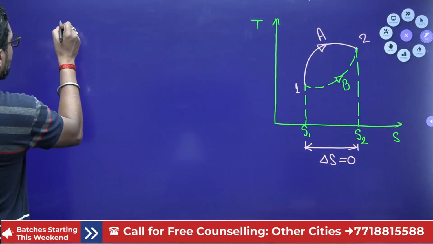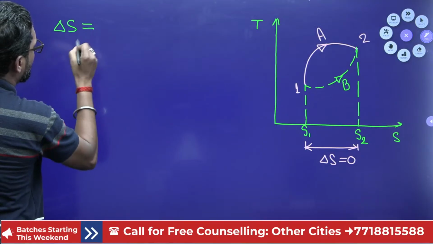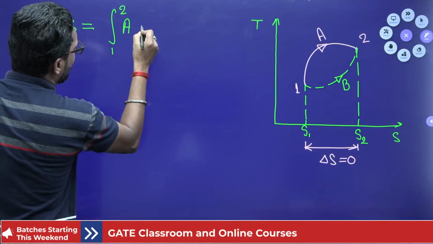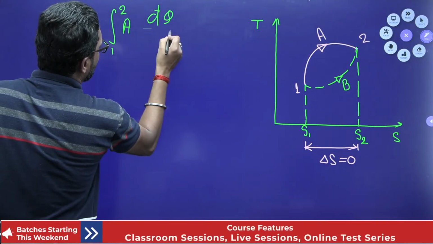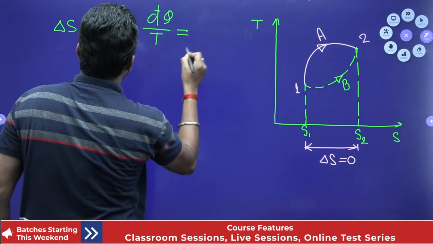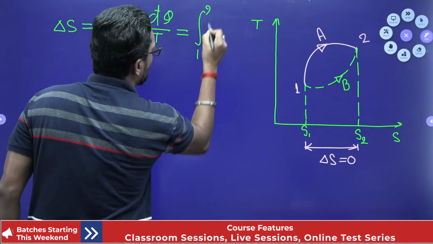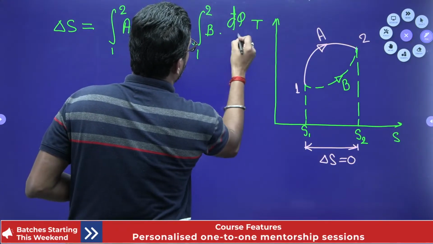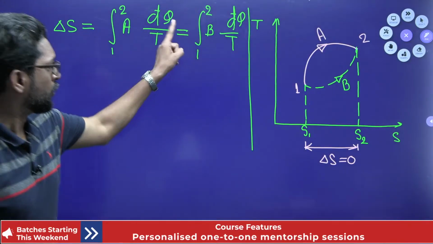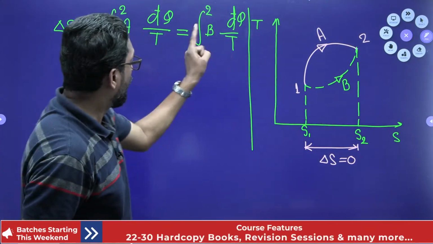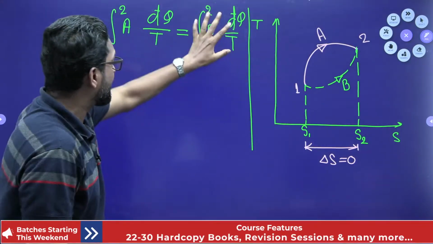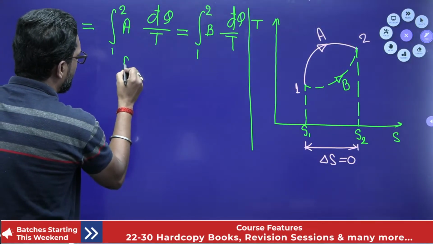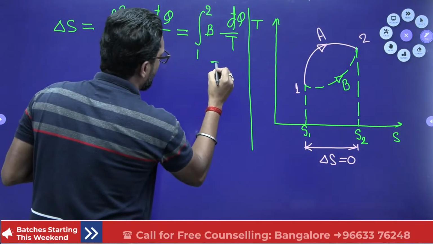The process delta S is equal to, this is defined for 1 to 2 via path A, integral dq by T, is equal to 1 to 2 via path B, dq by T. Is it right or wrong? Please tell me. Though B is irreversible, is this value the same for this one or not? Matlab, this is for reversible and this is for irreversible.